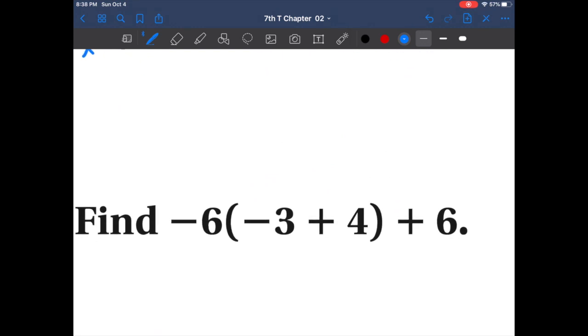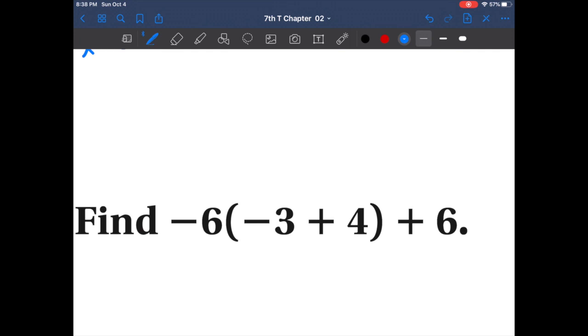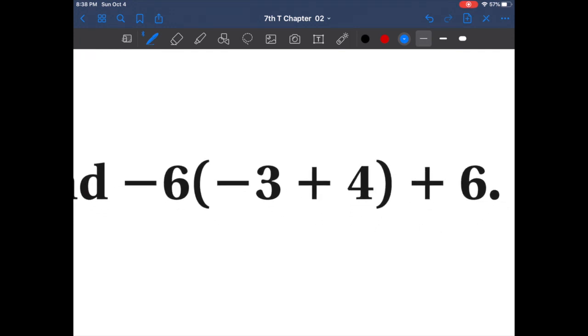Let's try another practice problem. Here we go. Well, we have a choice. We can do some distributive property first, right? We can do the rainbow. So -6 times that -3, -6 times that 4. So how about we do it both ways? We're going to do what's in the parentheses first, and then we're going to do the rainbow method, and see which one works faster. All right, so let's solve first. We have a -3 and a +4. Same signs or different signs? Different signs. So we need to subtract. 4 minus 3 is 1.